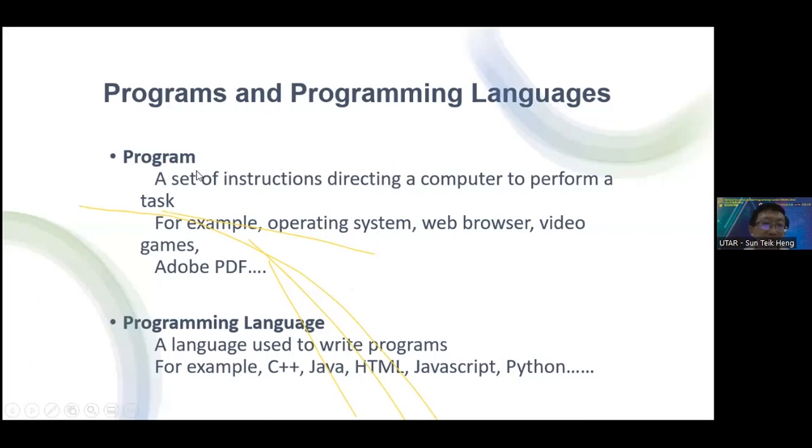So basically, a program is a set of instructions to direct the computer to perform certain tasks. The operating system is actually a program also. Your web browsers, like for example, Mozilla Firefox, Google Chrome, Microsoft Edge, are also programs. Video games, Adobe PDF, those are all programs. In fact, just now you have seen the programs for PCs and also for mobile devices.